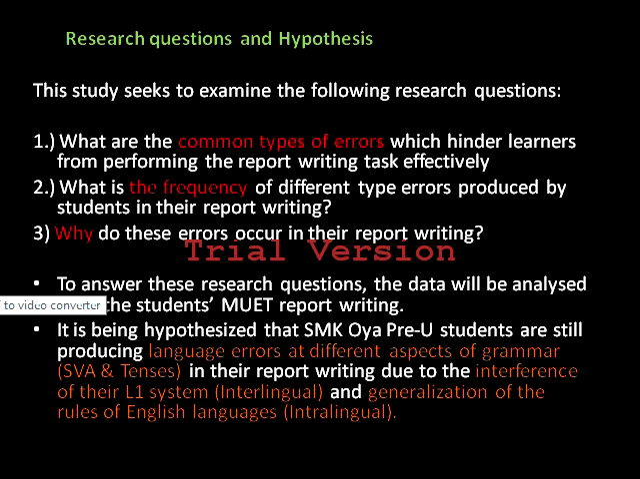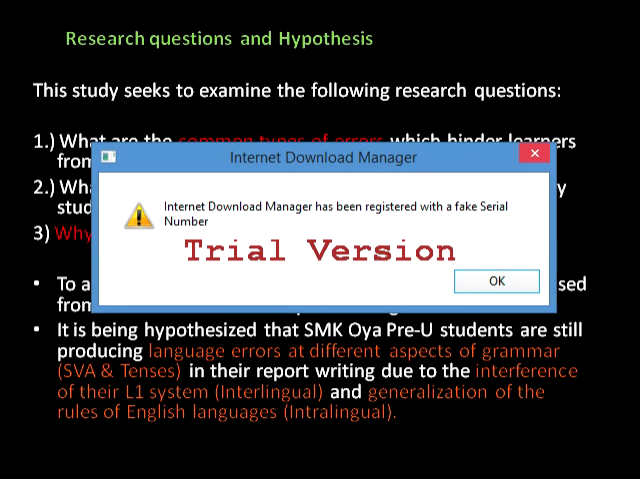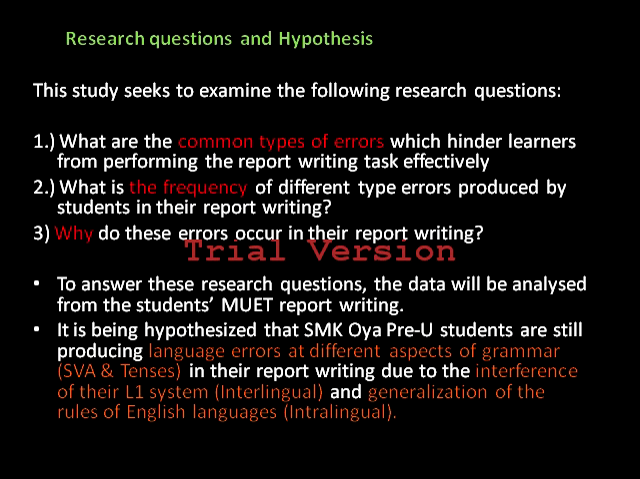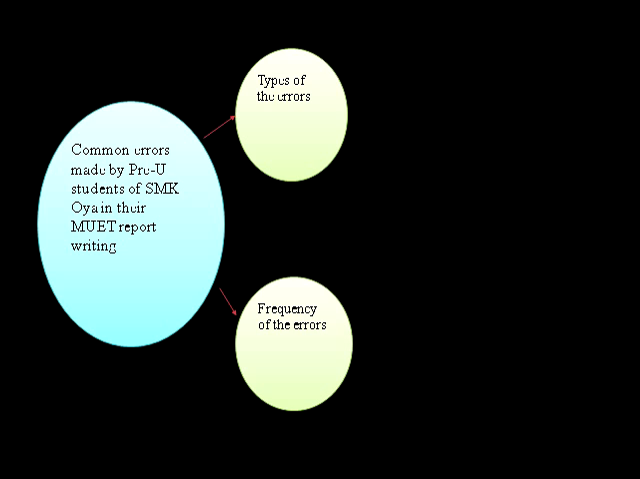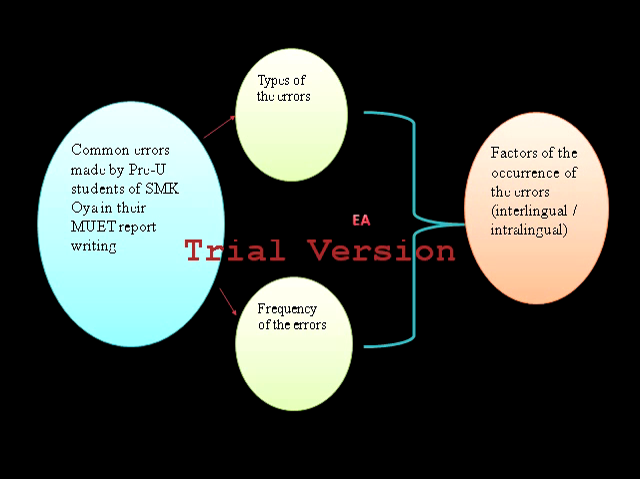It has been hypothesized that pre-university students are still producing language errors at different aspects of grammar, such as subject-verb agreement and tenses in the report writing, due to the interference of their first language system, which is considered an interlingual factor, and generalization of the rules of the English language, which is considered an intralingual factor. Hence, the common errors made by pre-university students in the report writing will be analyzed to examine the types of errors and frequency of the errors by using error analysis. And then the factors of the occurrence of these errors will be examined as well, whether these errors are caused by interlingual factors or intralingual factors.